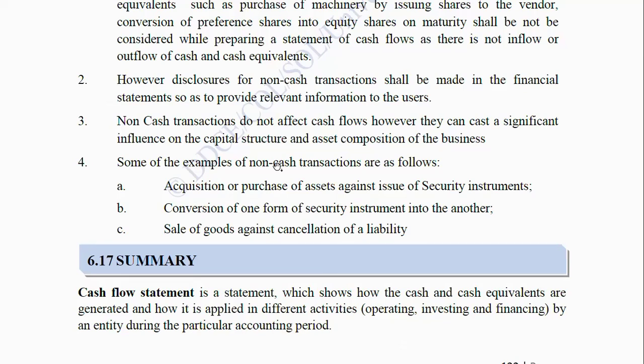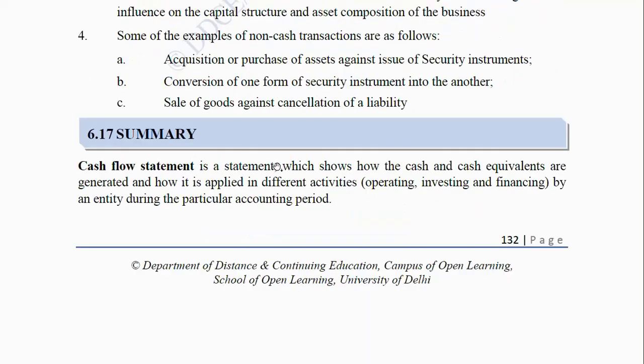Some of the examples of non-cash transactions are as follows. Acquisition or purchase of assets against issue of security instruments. Conversion of one form of security instrument into another. Sale of goods against cancellation of a liability.